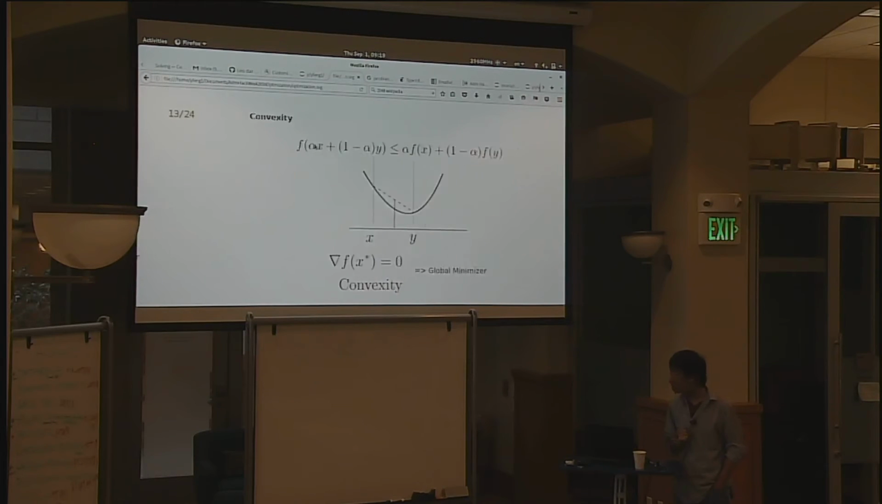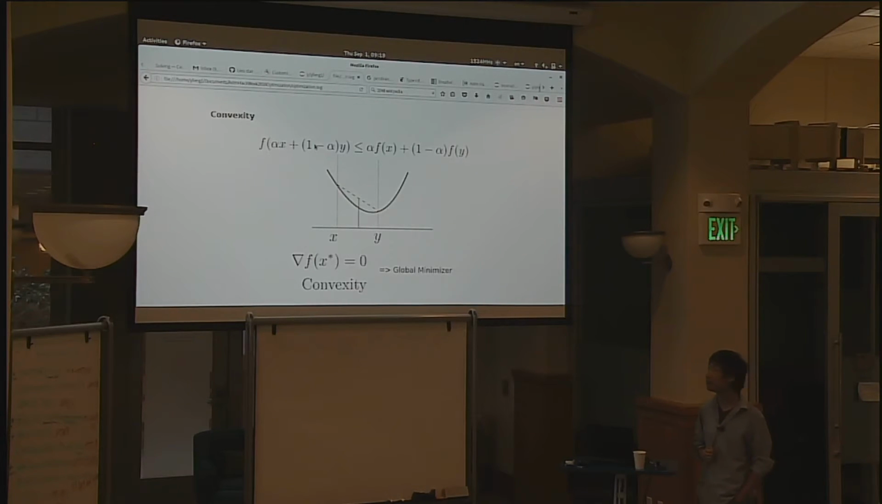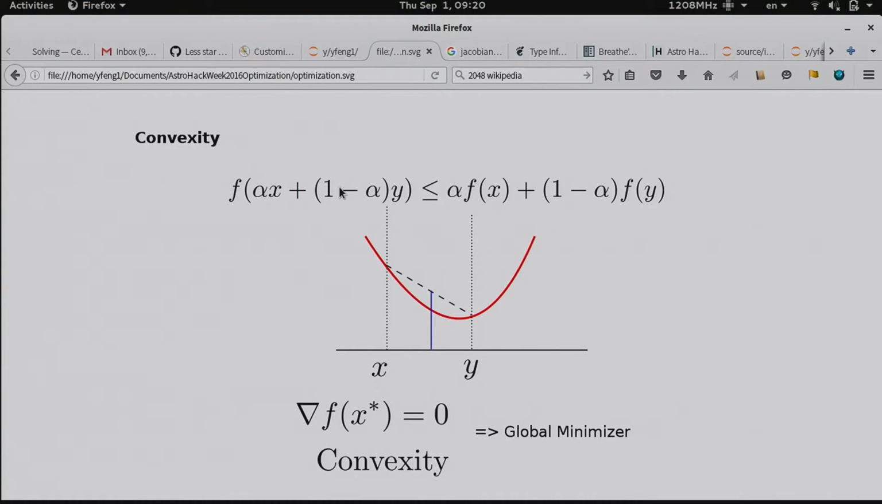So it turns out if the function is even more well-behaved, all of the local stationary points are global minimizers. And this type of well-behaved function, we call convex functions. So we have to bring up the concept of convexity. The mathematics I've written is there, but the idea is very simple.